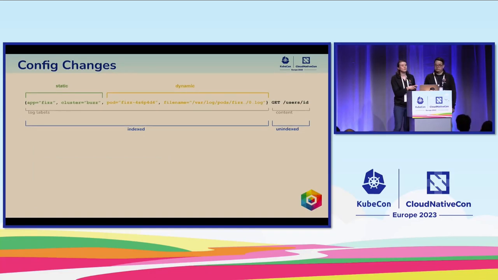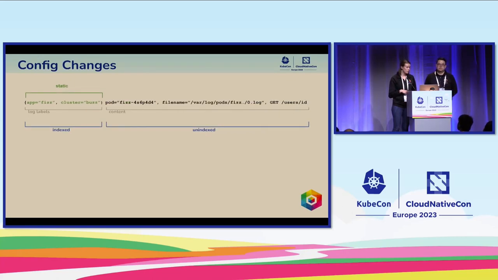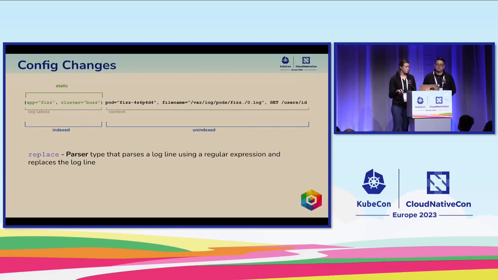Okay, so now we've gotten rid of the problematic labels for Loki, but what if we still want to have those values in our logs? Instead of dropping the labels, we can move the labels to the log content where it's not indexed. Again, we can leverage the Promtail pipeline to accomplish this. So we use the built-in parser stage called replace, which is used to manipulate the content of the log line, which is the part that's not indexed.